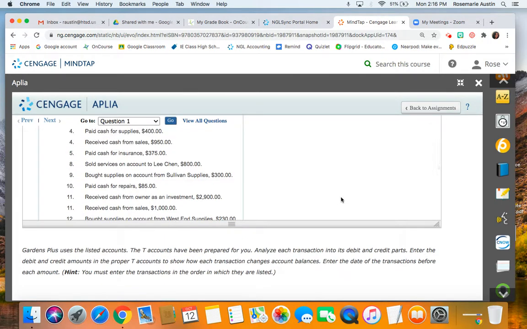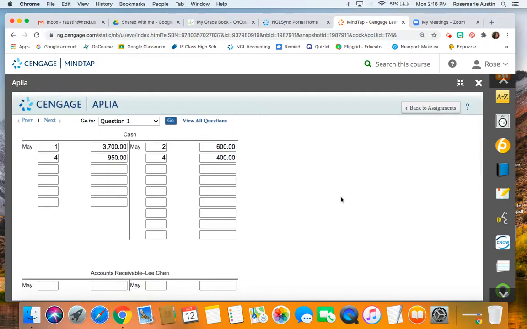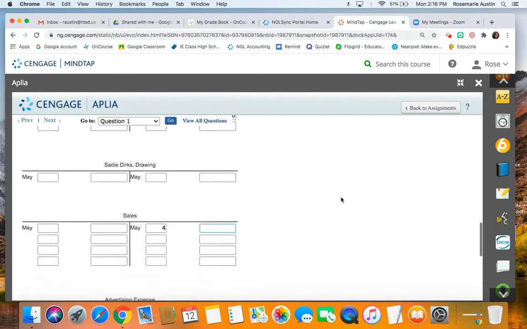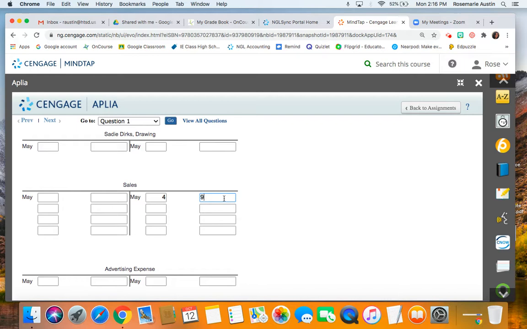Received cash from sales, $950. Okay, here it is, $950. So let's go down here. So 950. Okay. Sales are credited. Sales increase on the credit side.